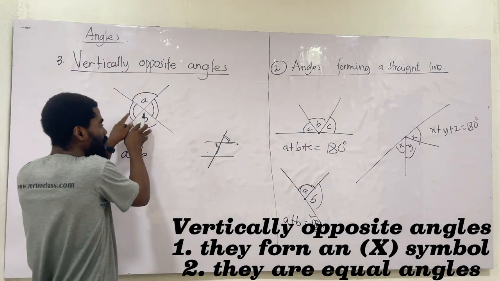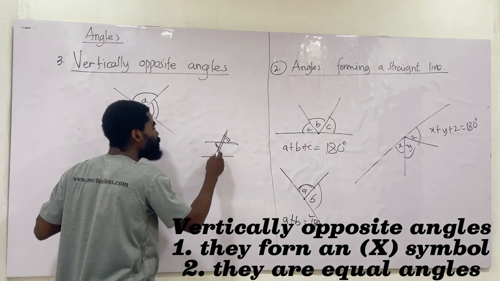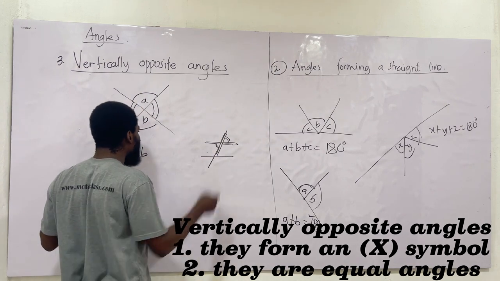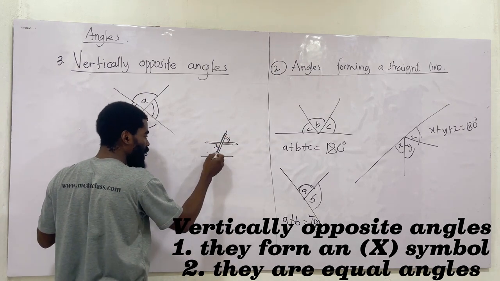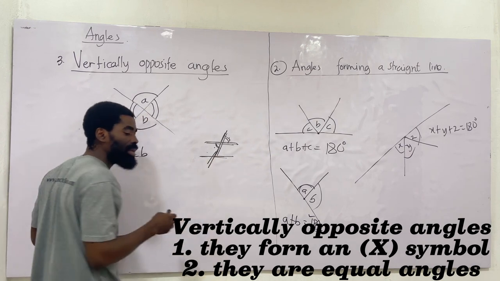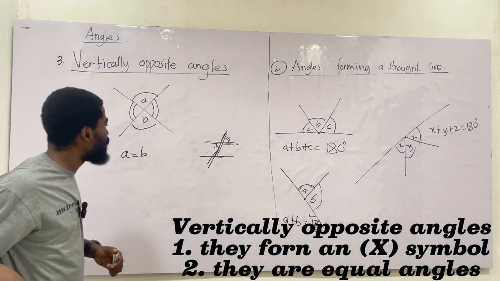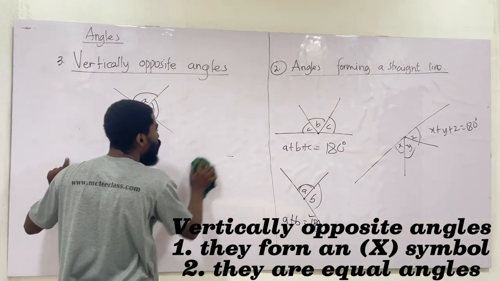So don't forget the drawing and understand. Do the lines cross each other to give an X symbol? Then that means that the angle and the angle are equal. If you look at this one, if you trace this one, you get the same thing. I hope you get the point I'm making here. So that is about vertically opposite angles.